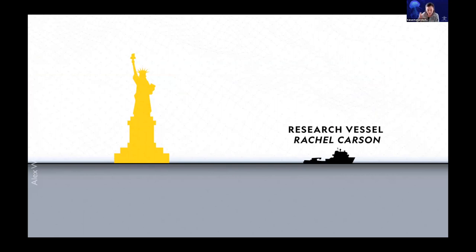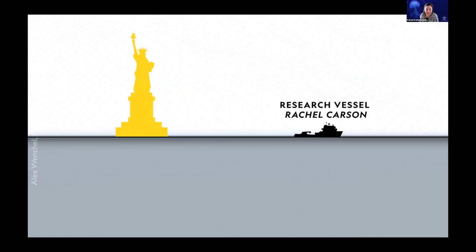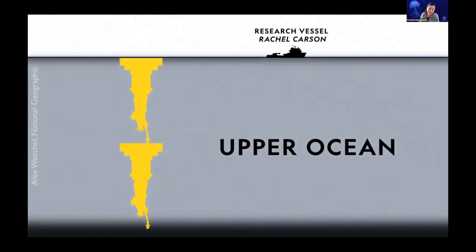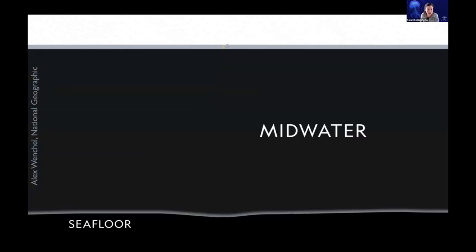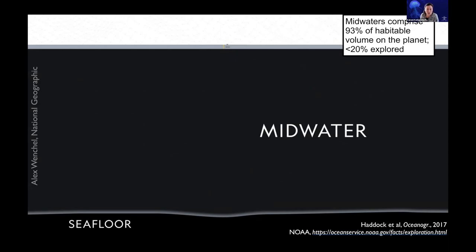For those of us who recognize this, this is the Statue of Liberty on the left, and on the right is one of MBARI's research vessels, the Rachel Carson. The upper ocean, the lighted surface of the ocean waters, is represented largely by two stacked Statues of Liberty. But if we're talking about the entire ocean, this is just a diagrammatic representation of the average depth of the ocean, about 4,000 meters. So we have to think beyond just surface observations and start focusing more on getting coverage of the entire volume of the ocean.